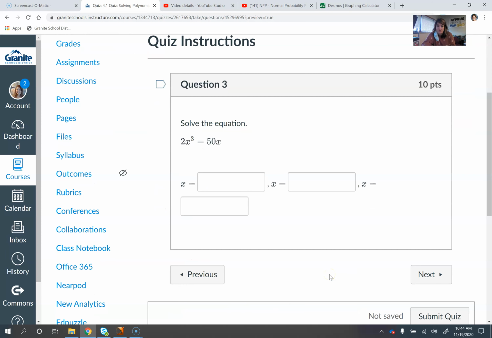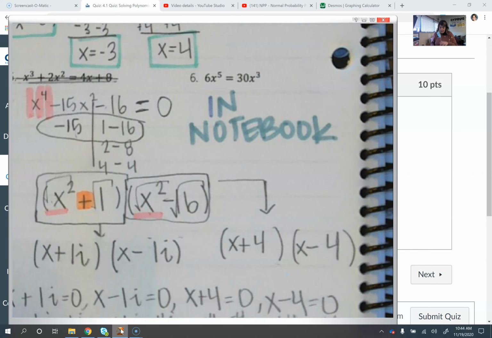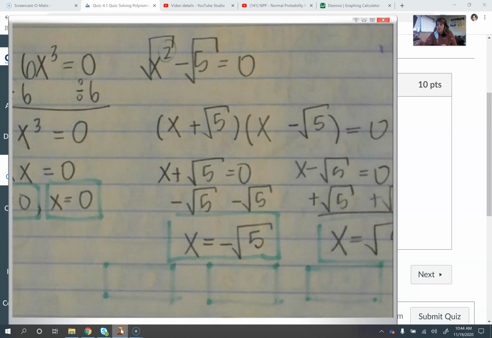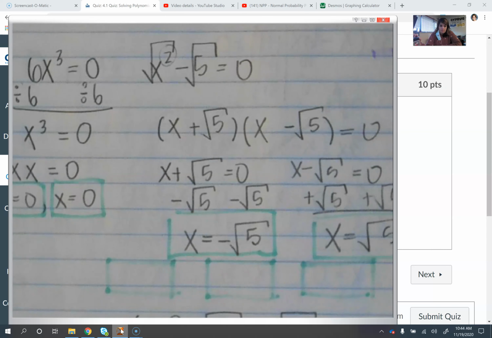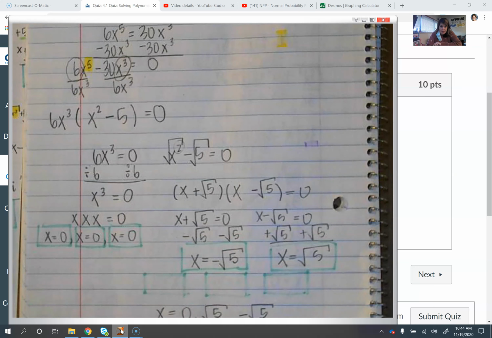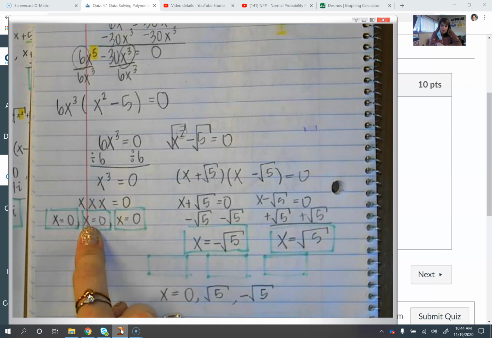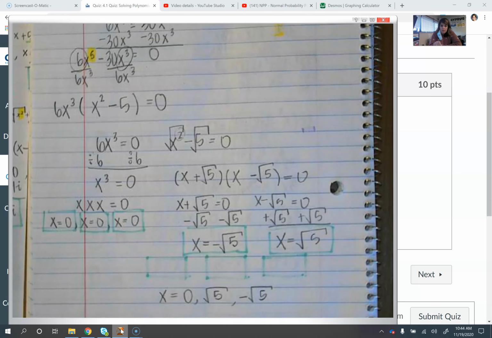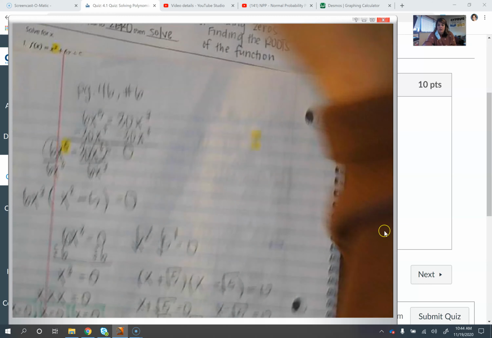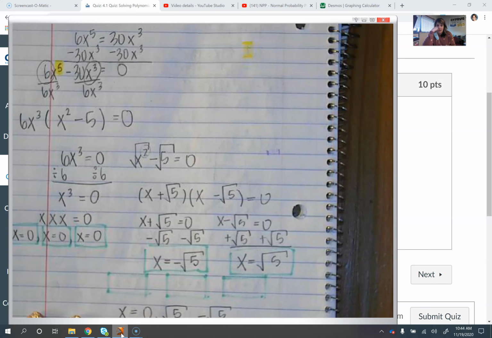On number 3, you did one very similar to this in the notebook. It had a bunch of solutions. It was this one right here, and the solution to that in my notebook is here. So we had 6x to the 5th, and we did get 5 zeros, but we had a bunch of duplicates for the solution of 0. So to solve number 3 on your quiz, use this number as your guide.